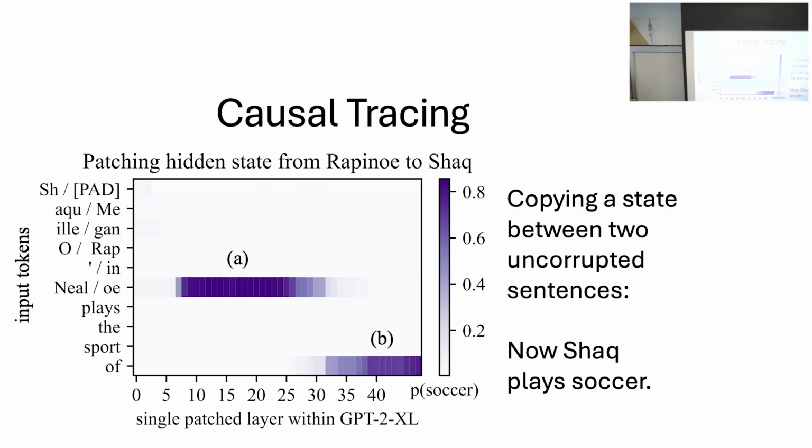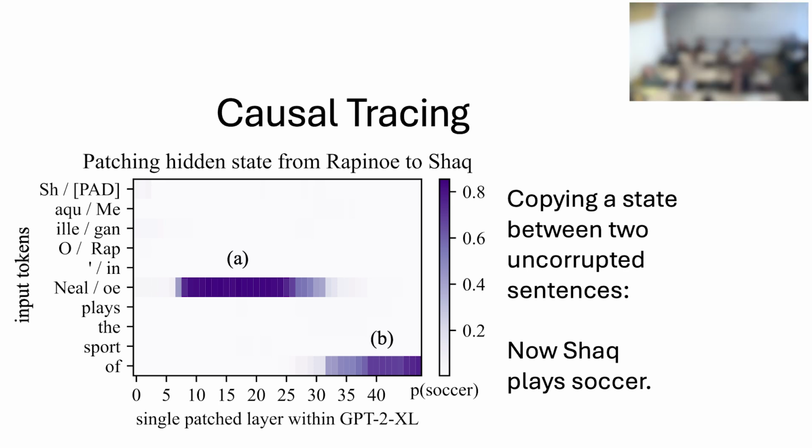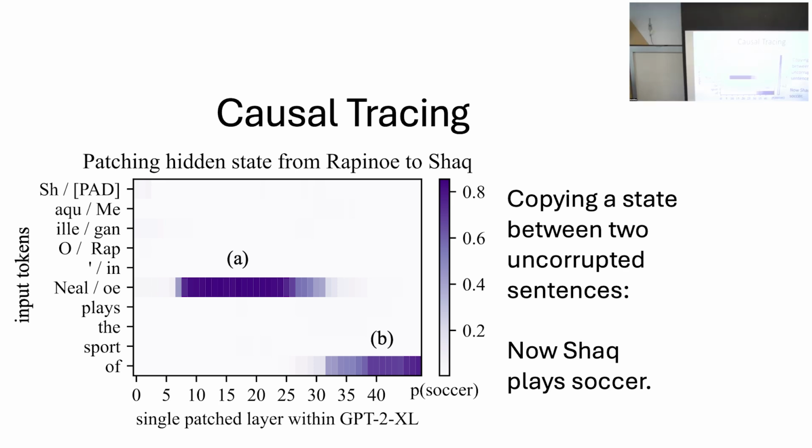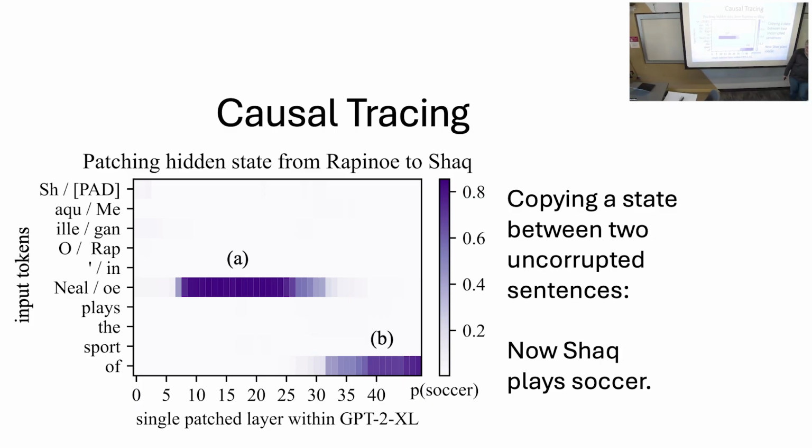But where it does change it is right over here. So right at the end, this is a different "of" when you patch it over, but when you get to the last layer, this "of" here transforms from an "of" where you very much want to say basketball after it to an "of" where you very much want to say soccer after it.